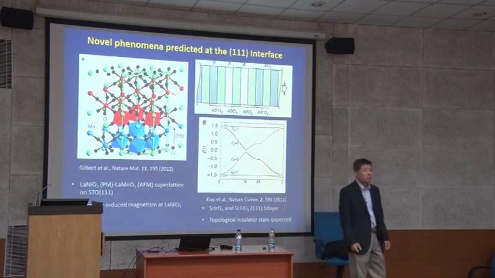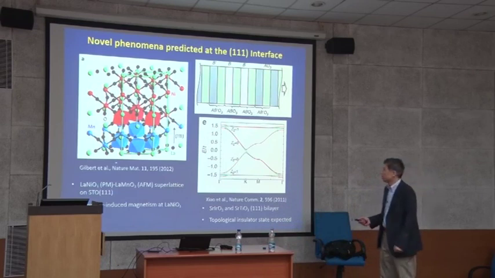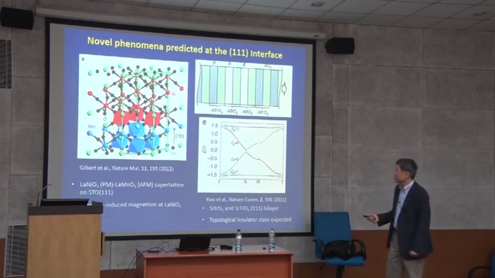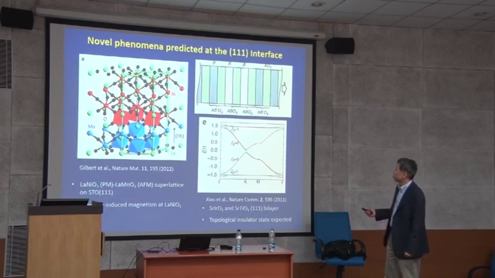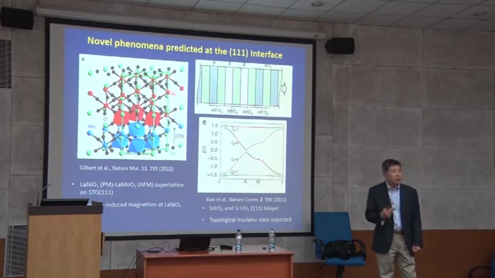One of the works is from Switzerland, Jean-Marc Triscone's group, and they used lanthanum nickelate and lanthanum manganate, so manganese and nickel. When you grow these thin films, 111 and 100, they made two different orientations. They made superlattices.